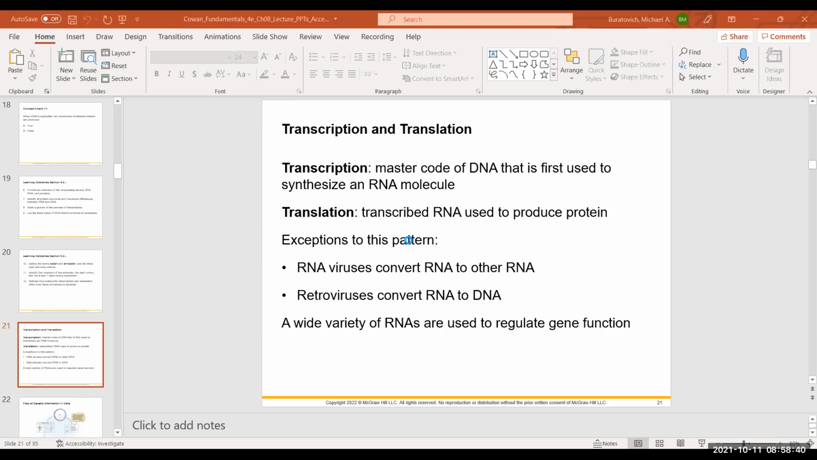So these regulatory RNAs come in 4 types. There are microRNAs. MicroRNAs fine-tune expression. They're seen a lot more often in eukaryotes than they are in prokaryotes. Antisense RNAs, which inhibit translation, you see those in prokaryotes.